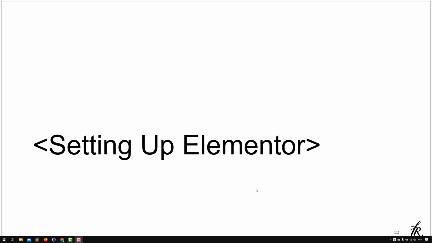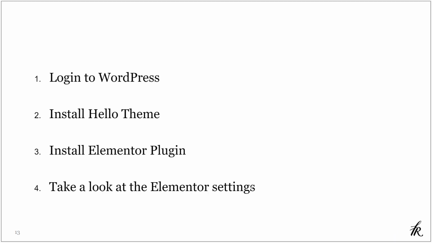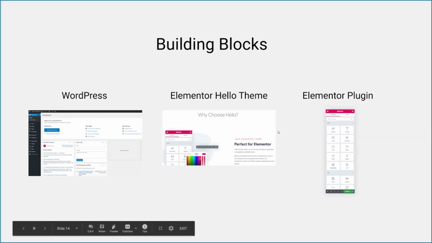Before we can start editing our first page in Elementor, we need to install a few things in WordPress. We will log into WordPress, install the Hello Theme, install the Elementor plugin and the Pro version of the plugin, and take a look at the Elementor settings.